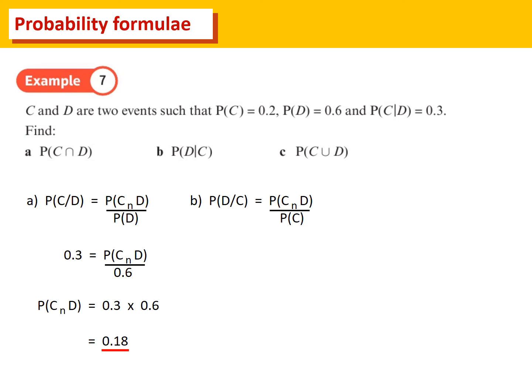For part B, the probability of D given C is not the same as the probability of C given D. It's a different result. It's the probability of D and C, or C and D, it's the same thing, divided by this time the probability of C. So that's 0.18 divided by 0.12, and that's 0.9.